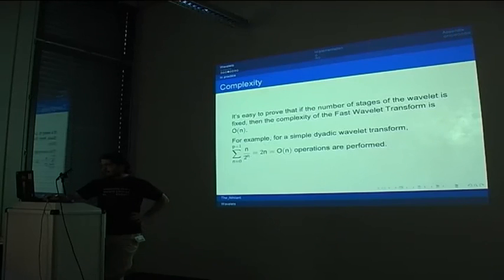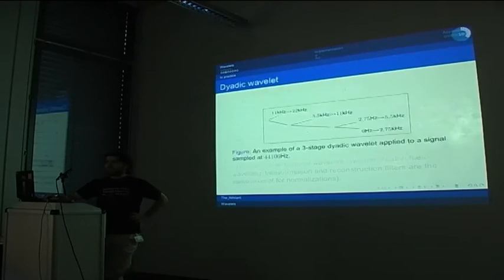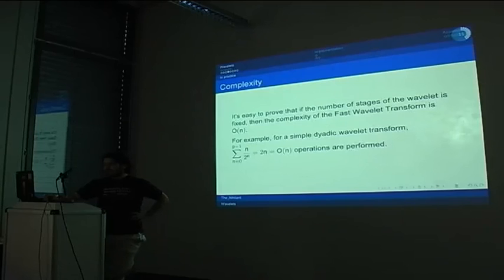Since basically we are just filtering, and even in this case we are filtering a finite number of times, it is easy to see that the fast wavelet transform is actually linear complexity, which is better than the Fourier transform, which is n log n, as we know.